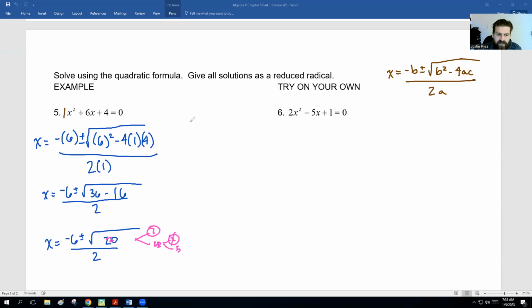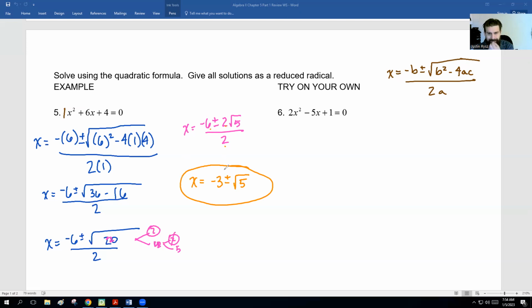2 can go outside. So we would have x equals -6 plus or minus, instead of writing radical 20, we're going to change that to 2 radical 5 over 2. And then the last thing we're going to do is reduce. Can we divide 6, 2, and 2 all by the same thing? Yeah, we can divide everything by 2. And since 2 is the denominator, we're just going to write this as -3 plus or minus 1 radical 5, or just radical 5. So there's the answer.